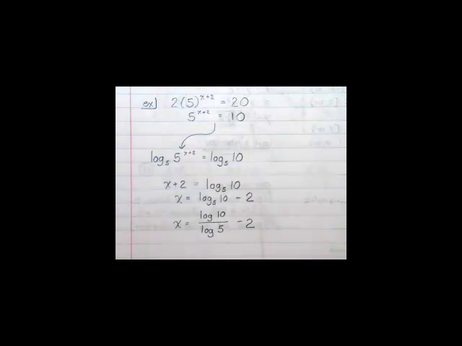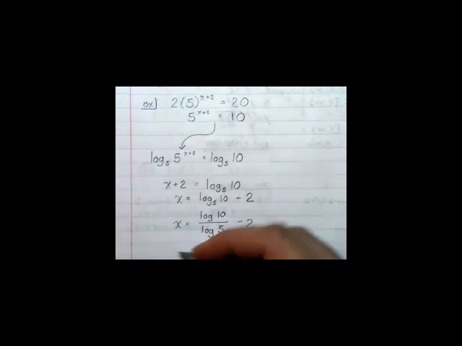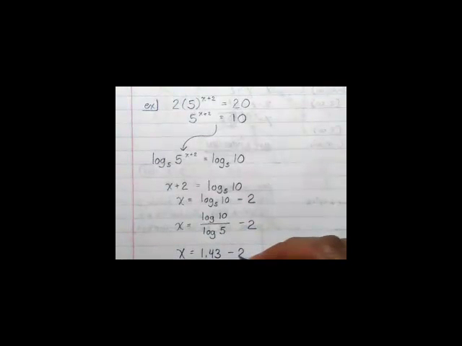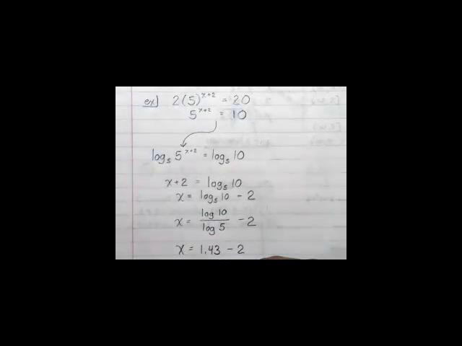So in any event, log 10 divided by log 5 is 1.43. And then if I subtract 2 from that, x is negative 0.57. Okay, so that's using the applying a log type process there, okay?